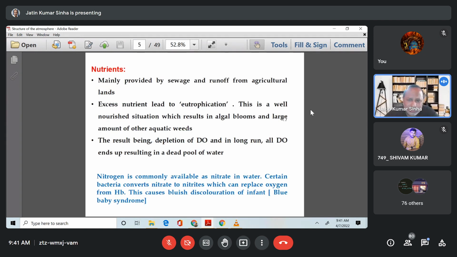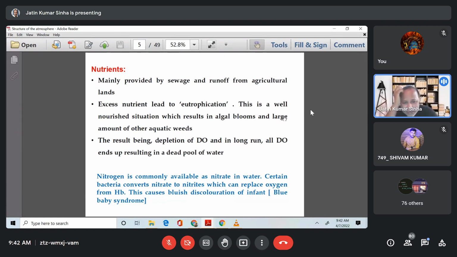Nutrients are mainly provided by the sewage and the runoff from agricultural lands. Excess nutrients lead to eutrophication. Eutrophication is basically when the water is covered by weed and algal blooms, which blocks the diffusion of aerial oxygen into the water. Due to this, there is a depletion of oxygen level in these water bodies, which ultimately leads again to a problem for aquatic animals as well as aquatic plants.